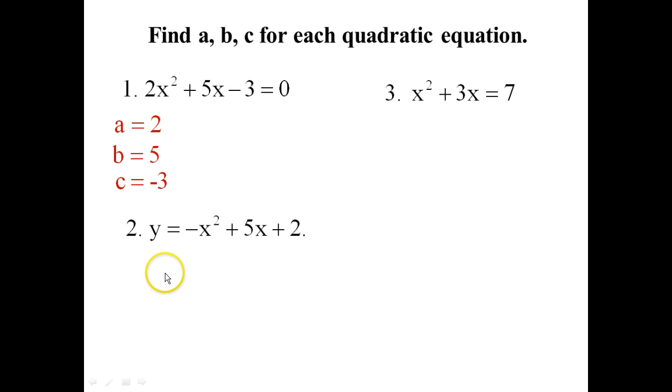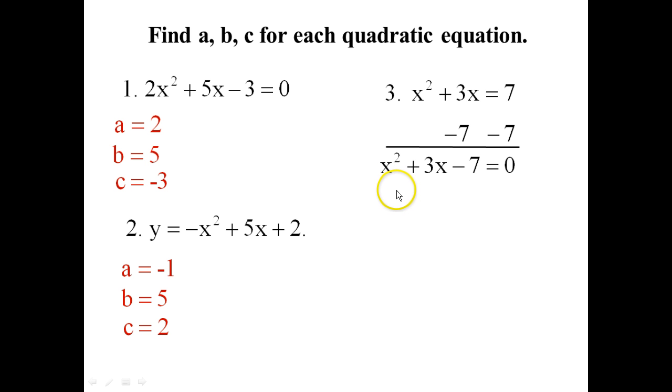All right, number 2, A equals what? -1. B is 1. And C is 2. Okay, what's wrong with number 3? Not equal to 0. So we're not going to say 1, 3, and C equals 7. That's incorrect. Right, so get it equal to 0 first, then A equals 1, B equals 3, and C equals -7. So again, we can't just look at this and say, 1, 3, 7, right? It's got to be equal to 0 first.